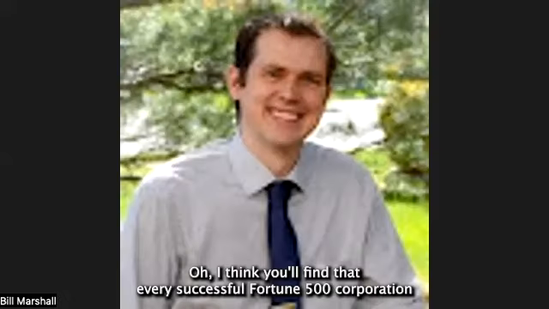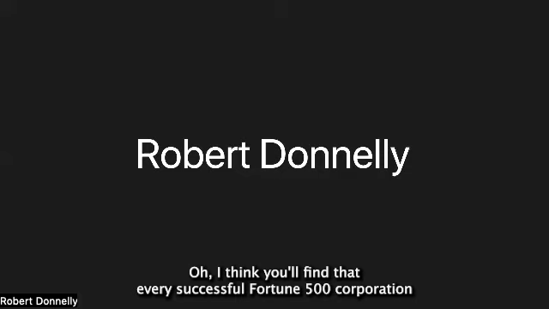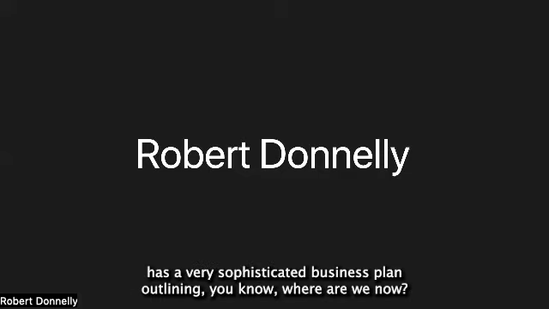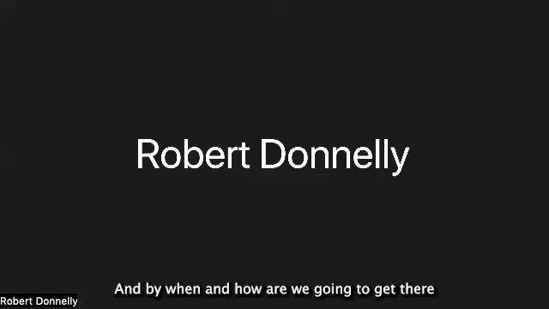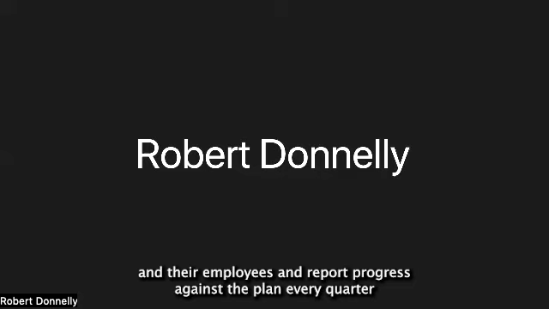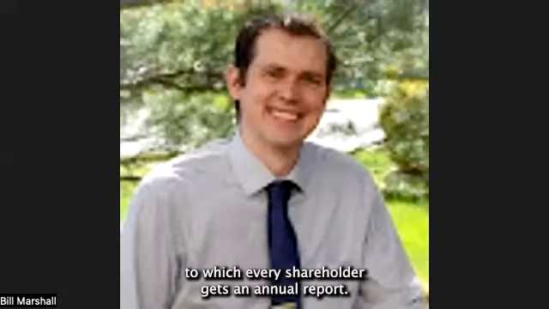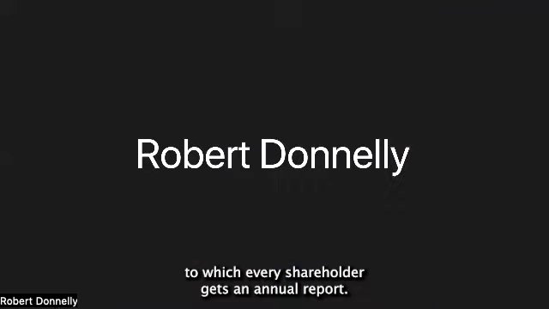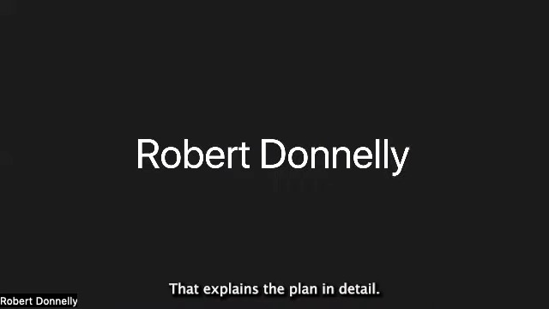Oh, I think you'll find that every successful Fortune 500 corporation has a very sophisticated business plan outlining: where are we now? Where do we want to be and by when? And how are we going to get there, quarter by quarter and year by year? And these companies share their plan with their shareholders and their employees and report progress against the plan every quarter. To which every shareholder gets an annual report that explains their plan in detail.